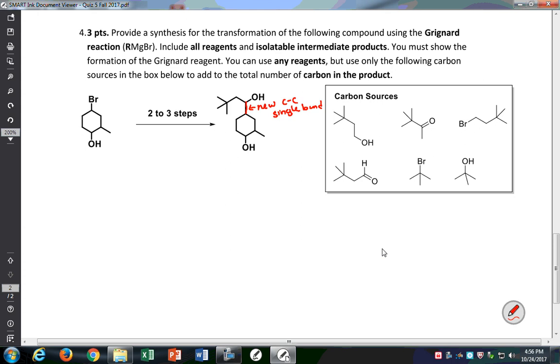So the first thing we need to do is protect our alcohol. So we protect that with TMSCl. Now, not TsCl. Ts makes it a good leaving group. And pyridine and/or triethylamine. So that's going to protect our alcohol. Basically, we are removing the hydrogen so it cannot react with our Grignard reagent.